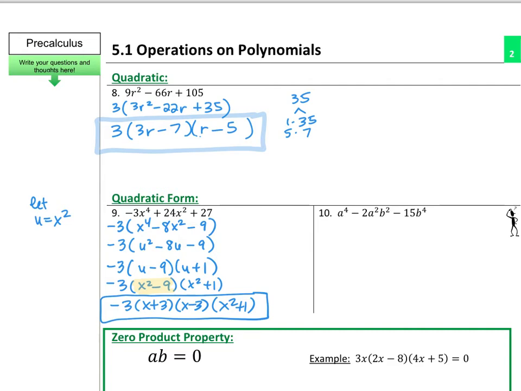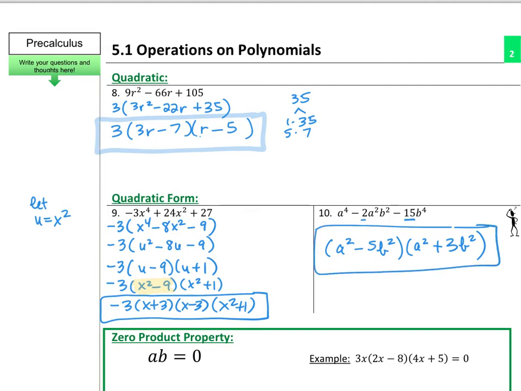Let's see. This one is going to be, if I let that be u and that one v, factor 15. Got to subtract to get 2. Oh, that's 5 and 3. Okay, so this means we have a squared minus 5b squared, and then a squared plus 3b squared. So that is our final answer.